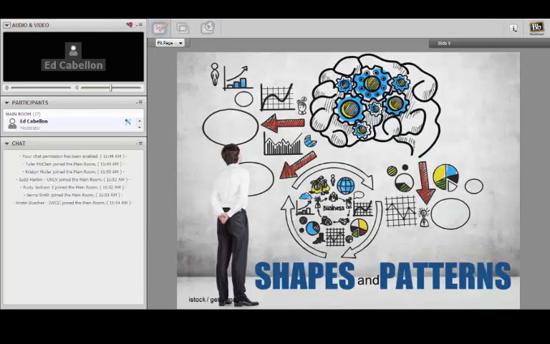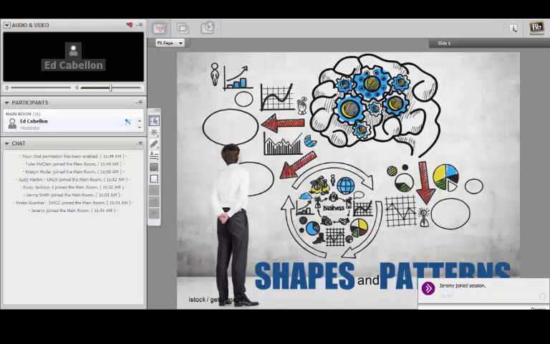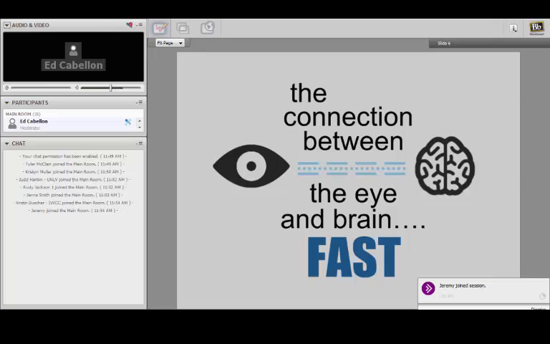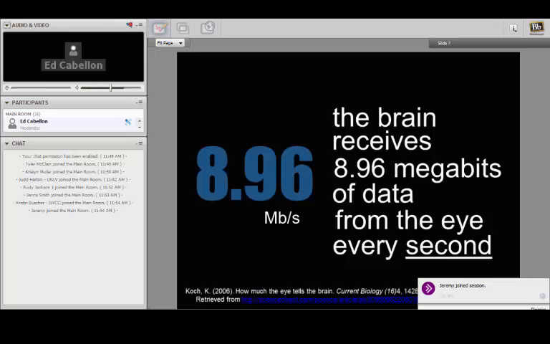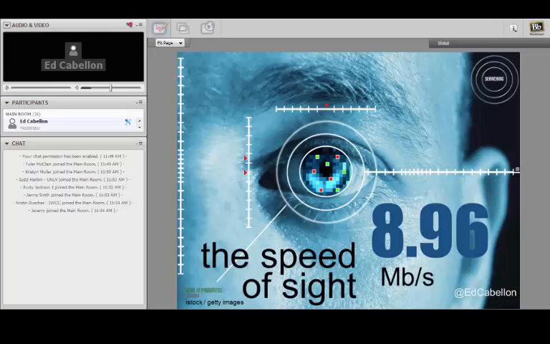We naturally see shapes and patterns better than anything else that we look at on a daily basis. Consider the speed of the connection between the eye and the brain. It's very, very fast. The brain receives 8.96 megabits of data from the eye every second. So as you're listening to me and as you see these slides, your brain is moving faster than you can really comprehend what you're seeing, because of the speed at which it's processing.